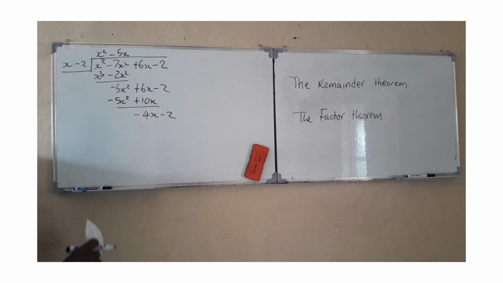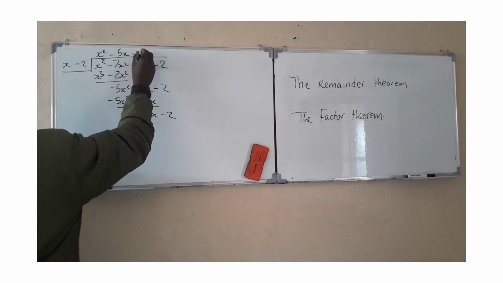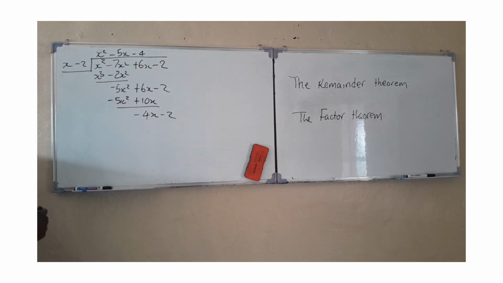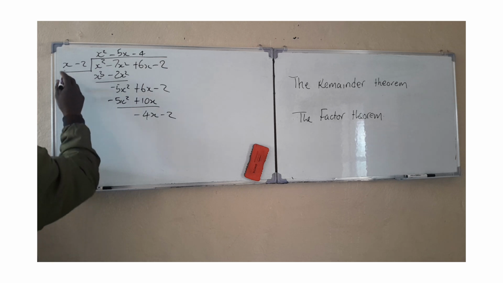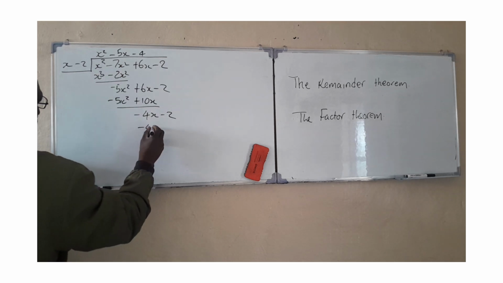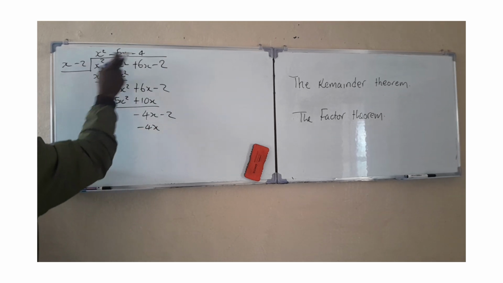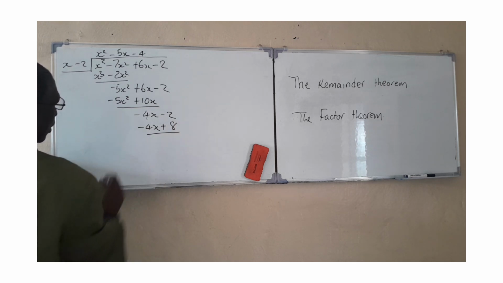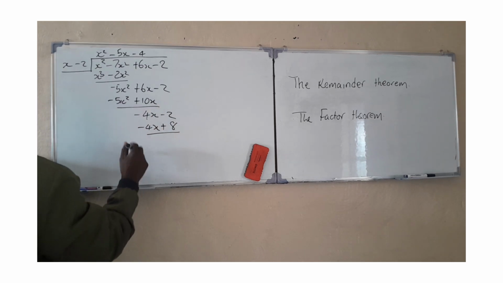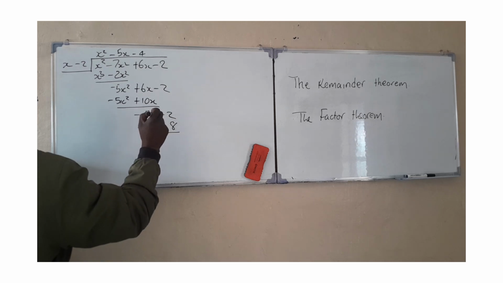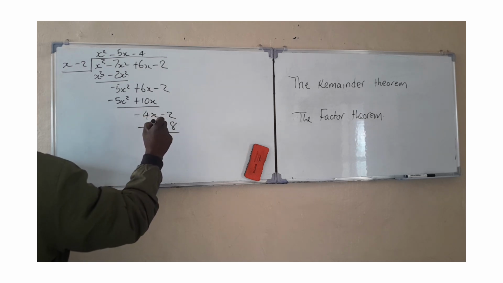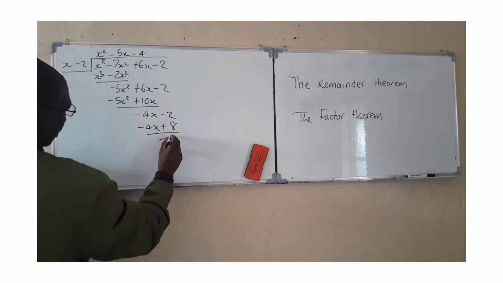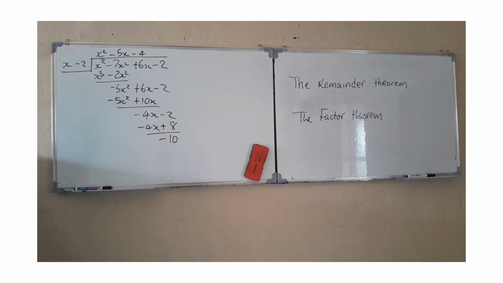Again, we look at this. x into minus 4x is minus 4. It goes minus 4 times. Then we multiply out. x times minus 4 is minus 4x. Minus 4 times minus 2 is plus 8. We subtract this and that, nothing. Then 2 minus 8 is minus 6. This is the remainder.